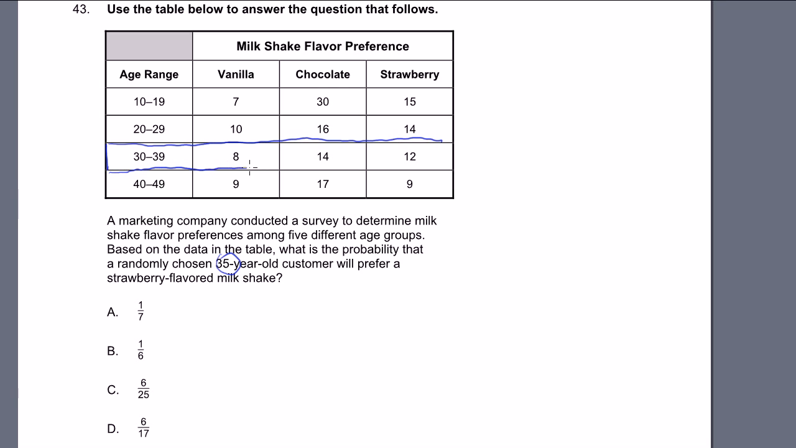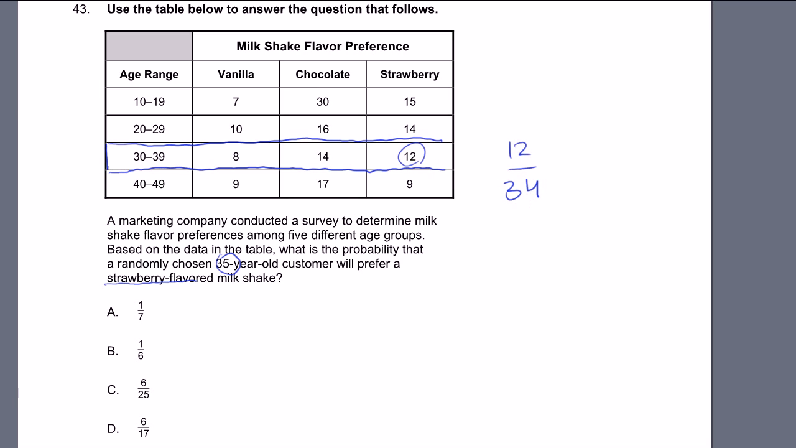So if they can be described by the data that we've collected already, the probability is the same ratio of the data sample we've collected that actually liked strawberry flavored milkshake. So in that age group, how many total people did we survey? We surveyed 8 plus 14 is 22. 22 plus 12 is 34. We surveyed 34 people in this age group, and how many of them liked strawberry milkshakes? Well, 12 of them did.